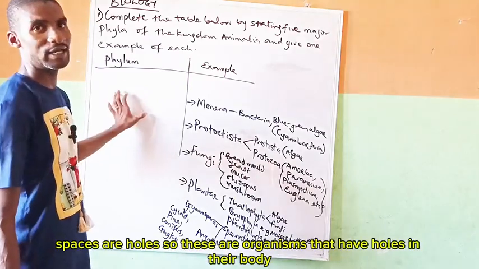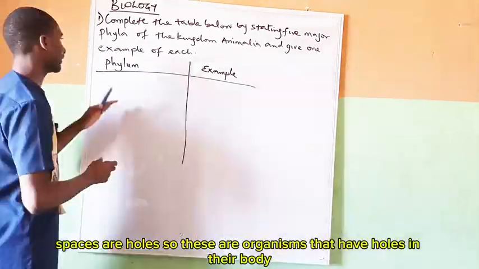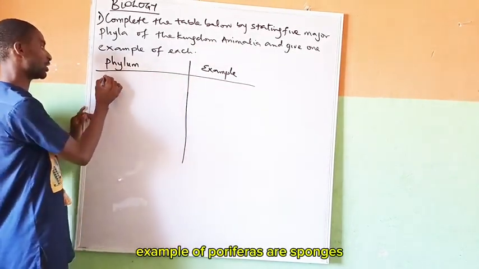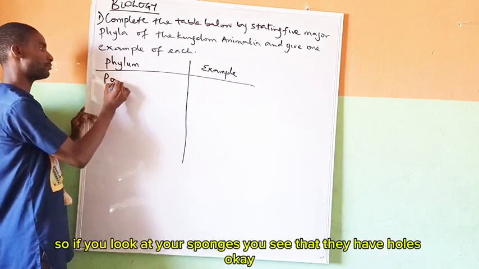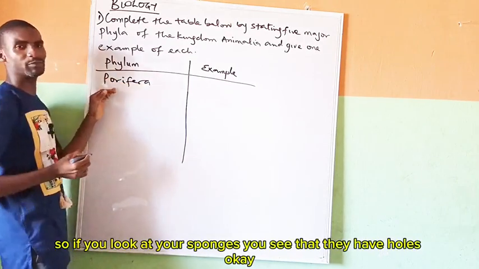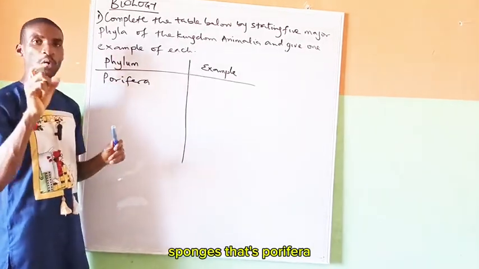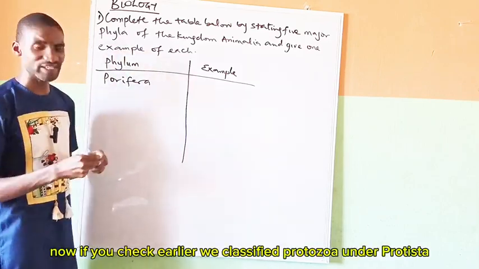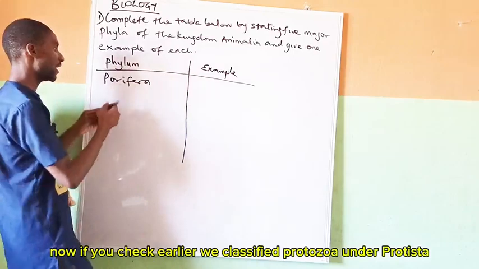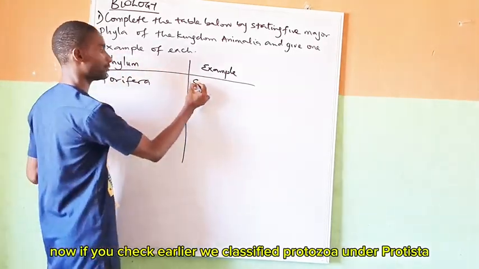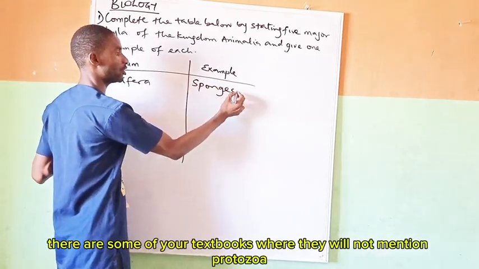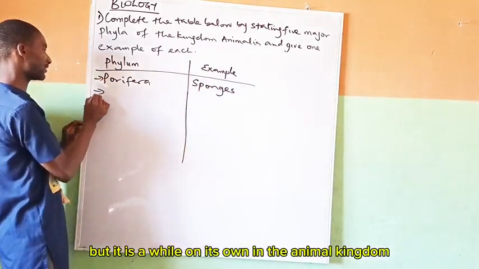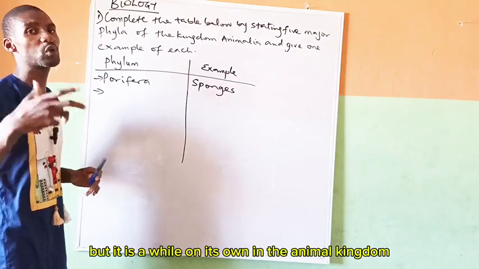So let's look at the animal kingdom and their examples. The first phylum we're talking about is Porifera. Porifera is from the word pore. Pores are holes, so these are organisms that have holes in their body. They are basically aquatic organisms. Examples of Porifera are sponges. If you look at your sponges, you see that they have holes. That's Porifera.